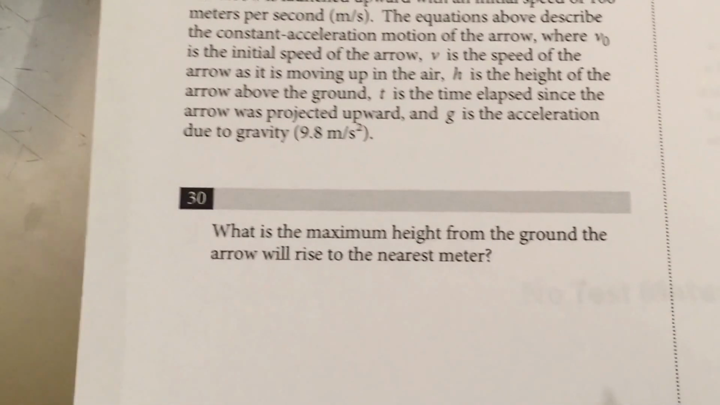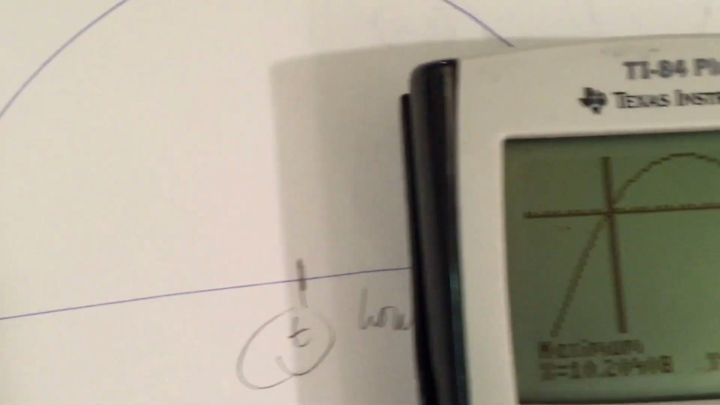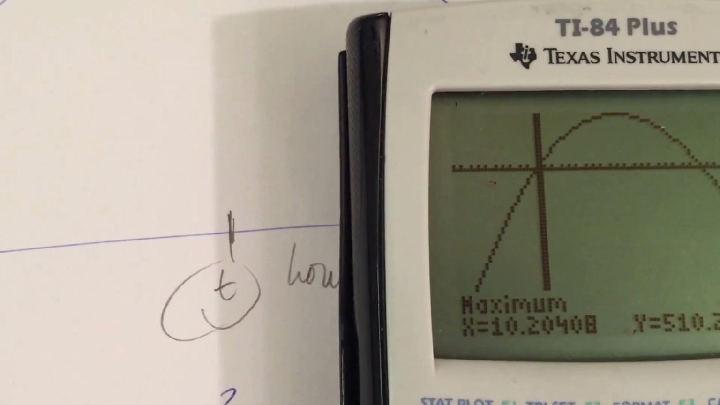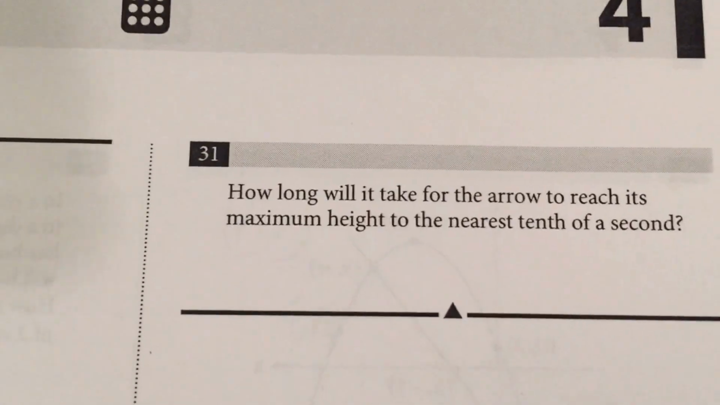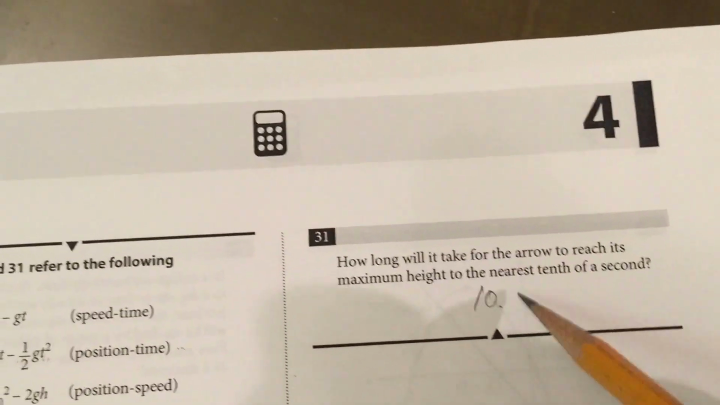510.204. Now, if we go back to the questions, it says, what's the maximum height from the ground? The arrow will rise to the nearest meter. So in this case, we're looking for the y variable, or y coordinate. So it's going to be 510. So the answer here is 510. And then how long will it take the arrow to reach its maximum height? And we're going to find that to the nearest tenth. So you would go back to your calculator, and it's 10.2. So the answer here would be 10.2.